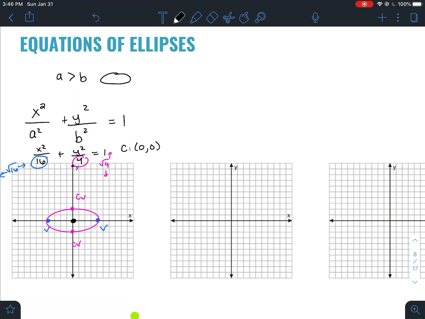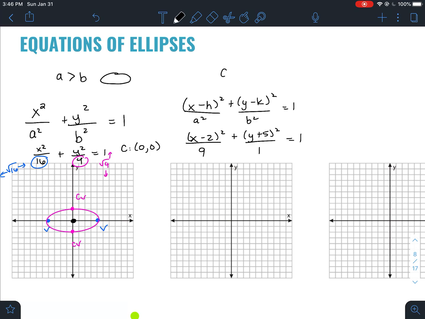If we want an ellipse to be moved off of 0, 0 as the center, we could have something like (x - h)² over a² plus (y - k)² over b² equals 1. So we could have (x - 2)² over 9 plus (y + 5)² over 1 equals 1. Notice the a underneath the x squared is bigger than the b underneath the y squared.